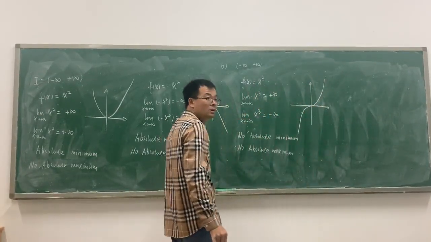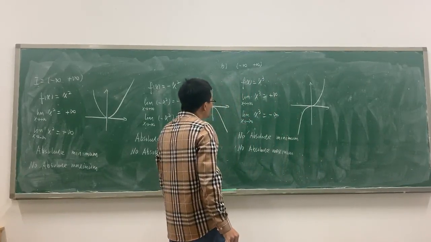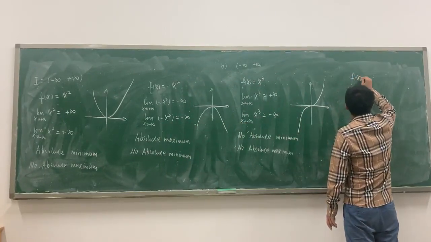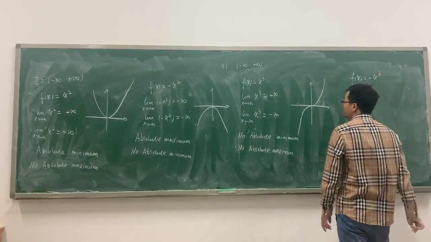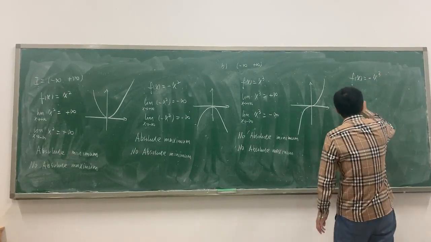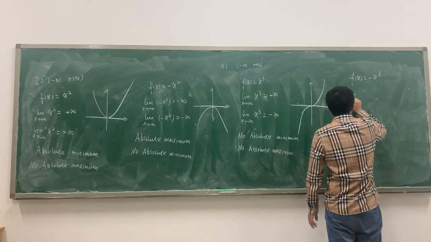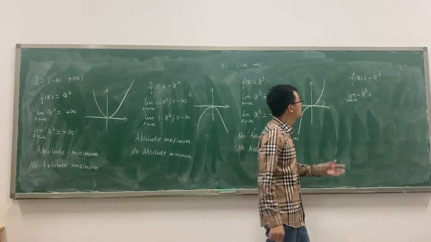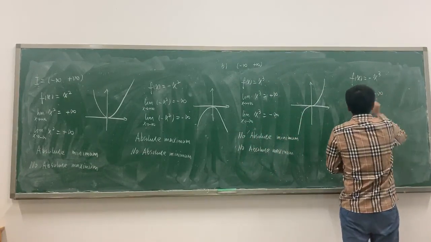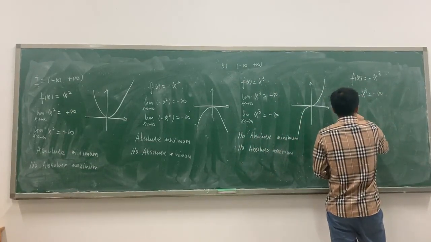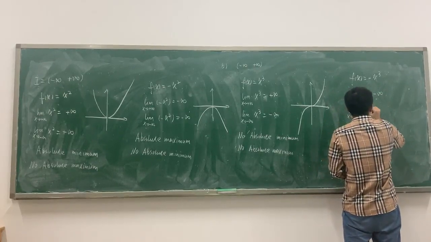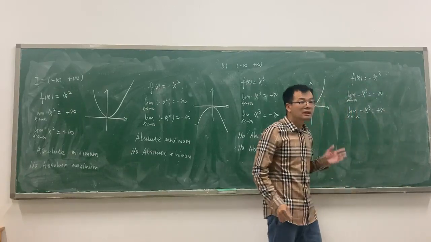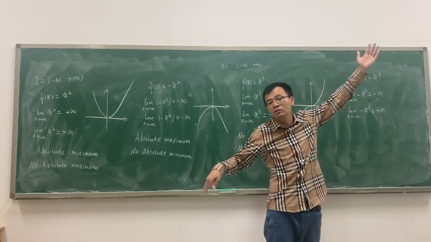Okay, like this. So this is the third case. Now for this case, f(x) equals minus x cube. For this function actually it's the same. Limit as x approaches plus infinity of minus x cube approaches what? Minus infinity, yeah? And the limit as x approaches minus infinity of minus x cube approaches what? Plus infinity, yeah? So here, the left goes to plus infinity, the right goes to minus infinity.